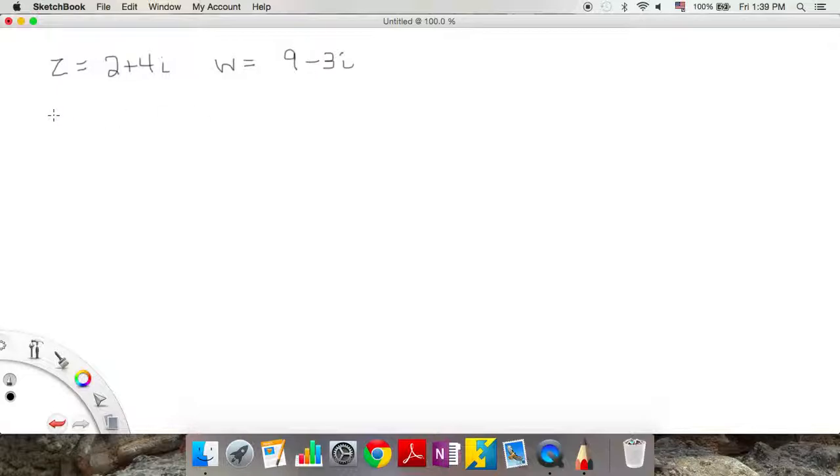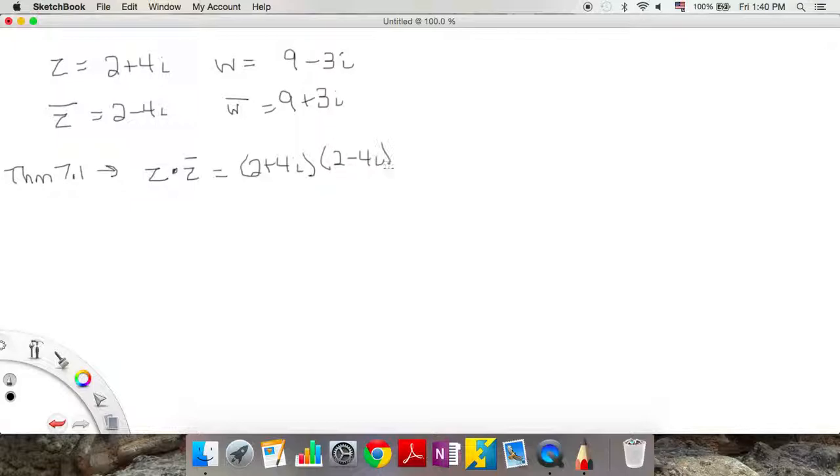Well, first let's get our conjugates here. The conjugate for z is 2 minus 4i, and the conjugate for w is 9 plus 3i. Remember, you just change the sign on the imaginaries. Well, the first theorem tells you when we multiply our conjugates together, and we'll do this just by example, not by proof, that you always get a real number.